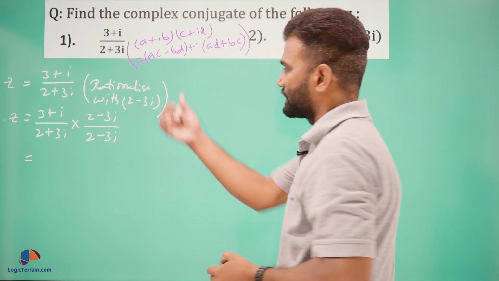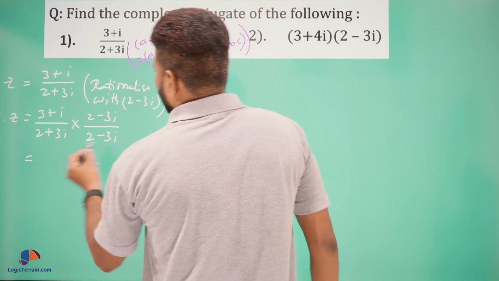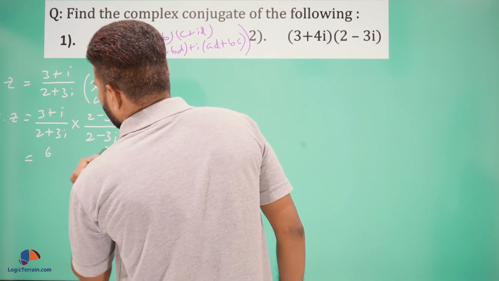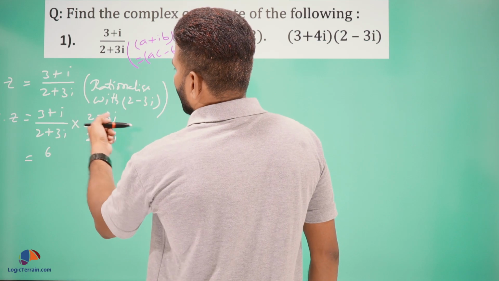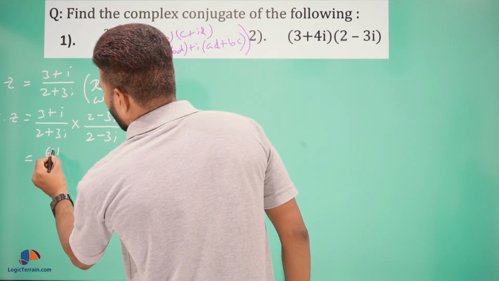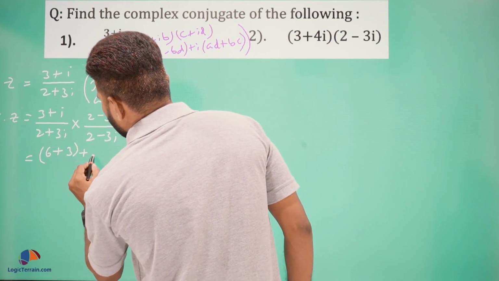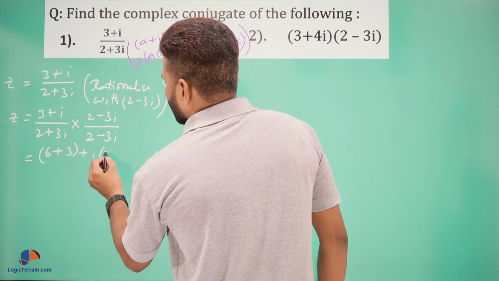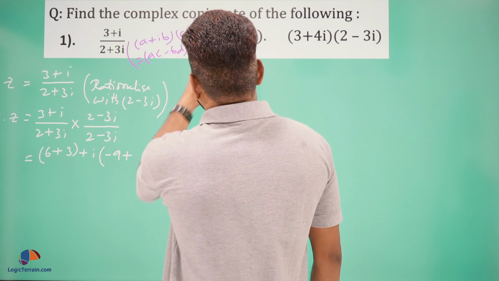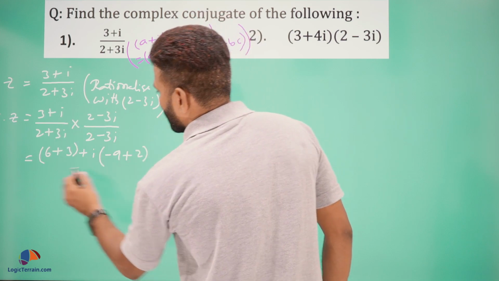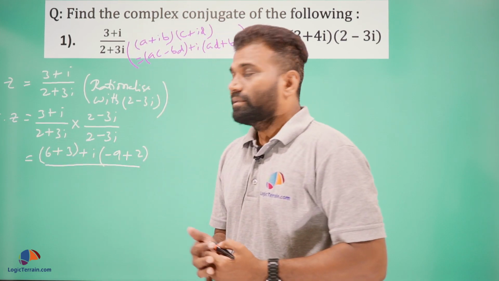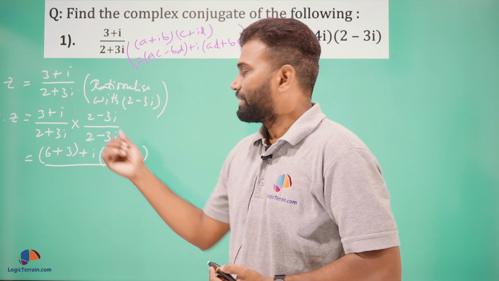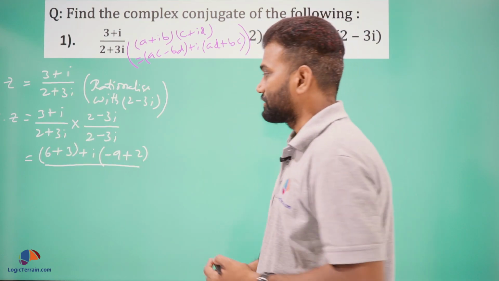So we will apply this product rule. Here 2 threes are 6, minus 1 into negative 3, negative or negative positive 3, plus i of ad, 3 into negative 3, negative 9, plus bc, 1 into 2, 2, upon the denominator. It looks like (a plus b) into (a minus b). So we will apply the identity a square minus b square.